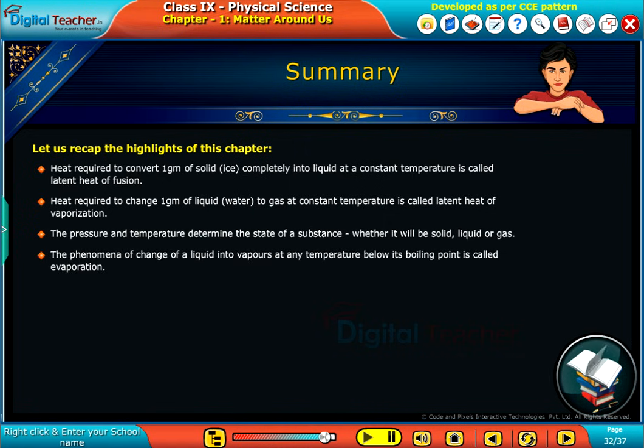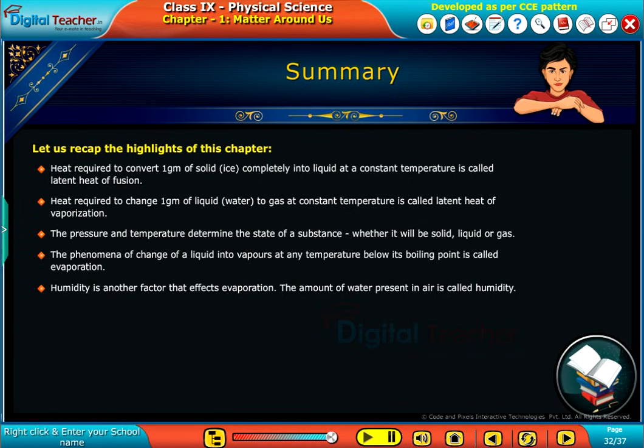The phenomena of change of a liquid into vapors at any temperature below its boiling point is called evaporation. Humidity is another factor that affects evaporation. The amount of water present in air is called humidity.